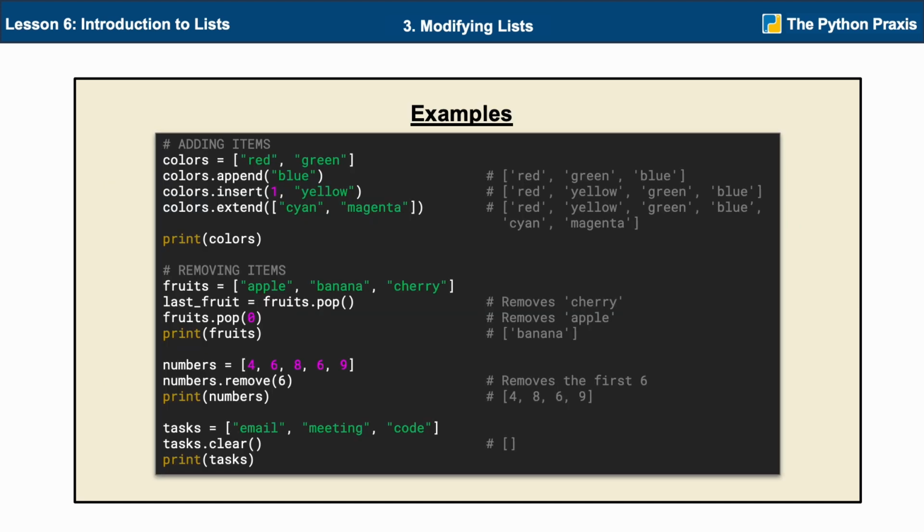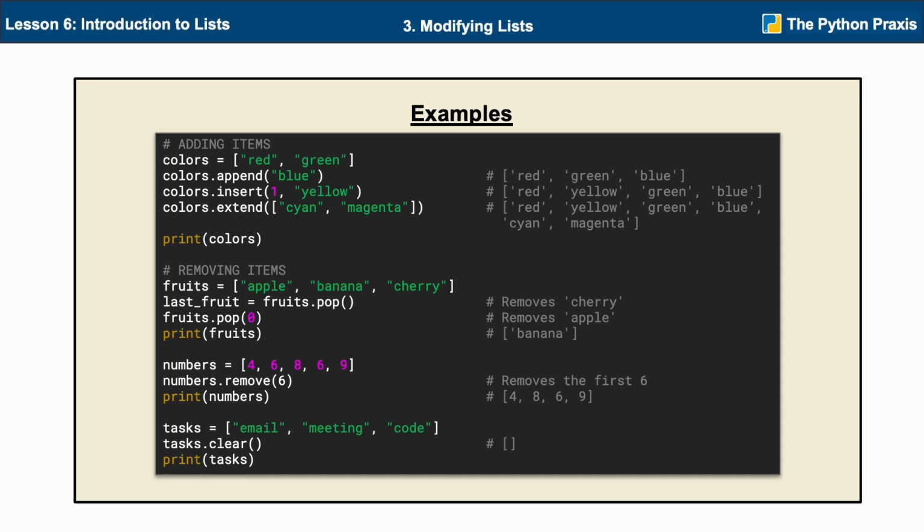Let's practice modifying some lists. We start by defining a list of two colors, red and green. Using append on colors, we add blue at the end. Then using insert on colors with arguments 1 and yellow, we insert yellow in position with index 1. I remind you here that this is the second position in the list as we have 0 indexing. Finally, using extend on colors, we extend the colors list with a few more colors.